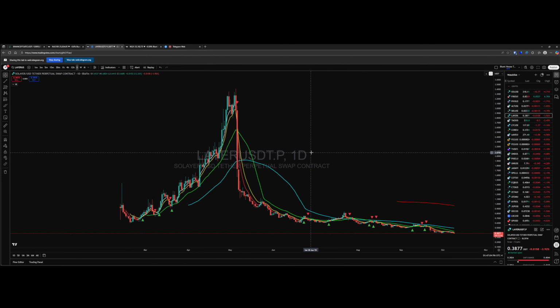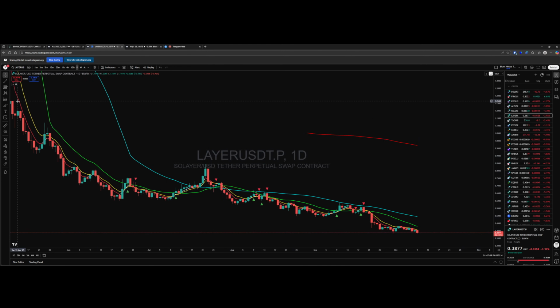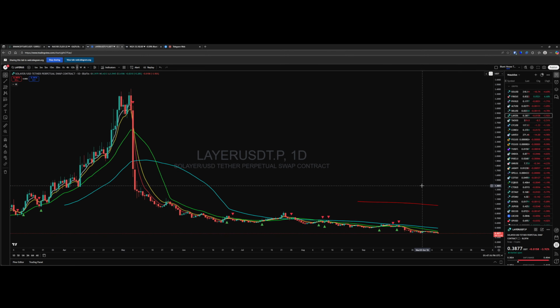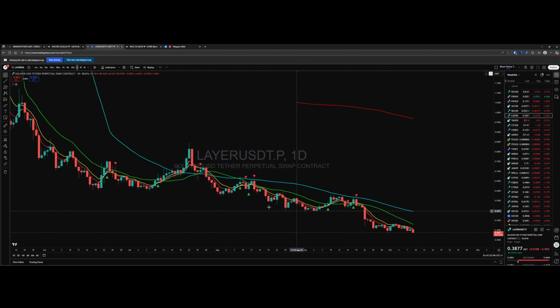Remember, layer, and now look at it. It just can't get out of its own way. And when you think, I guess this is the word I was trying to say, just when you think price can't fall any further, it finds a way to fall further. And just when it gives you a little bit of hope, it takes it right away.